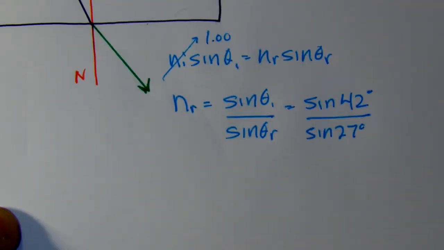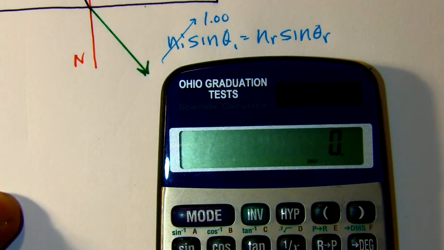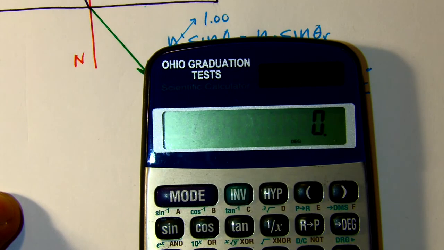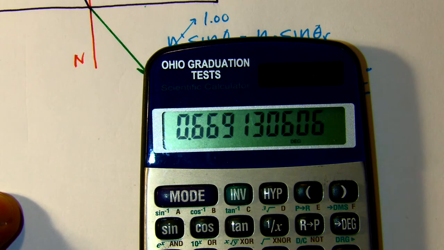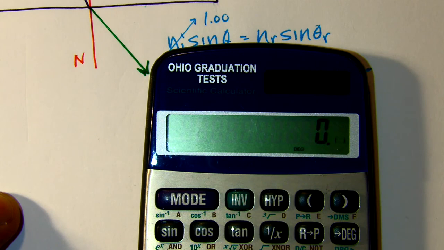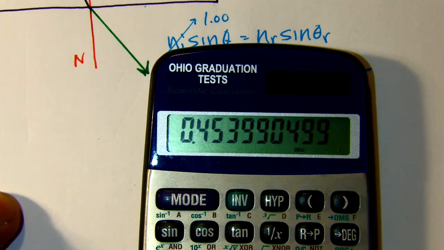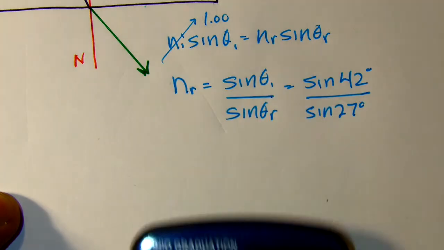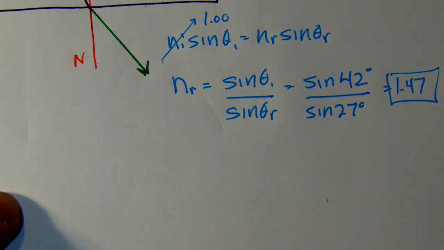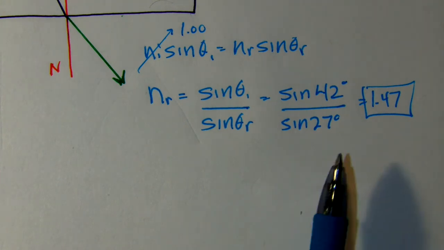So there's less of a bend here. There's less of a change. So let's try this one. Here we go. Clear? I like to do it this way. Sine 42 divided by sine 27 equals 1.47. So if water is near 1.47, then yes, we could have used alcohol, we could have used some other liquid, but that's the general idea.